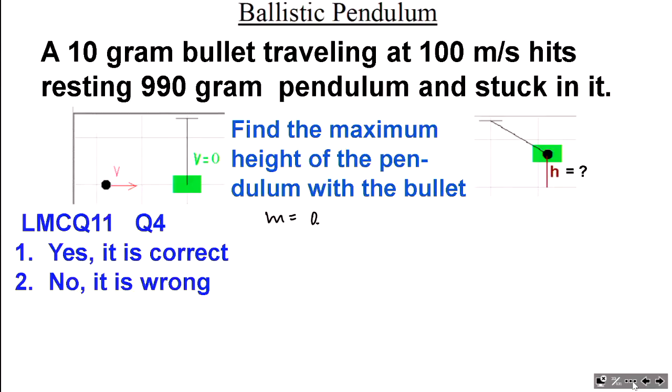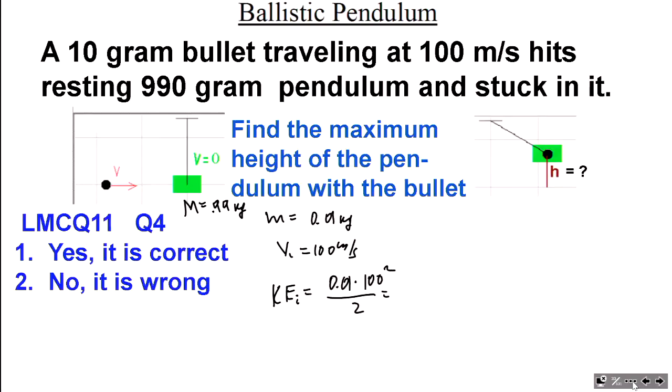So what we know is the mass of the bullet, 10 grams, which has to be converted into kilograms. We know the initial speed of the bullet, 100 meters per second. We know that this pendulum has a mass of, I'm going to use a capital M, 990 grams, which is 0.99 kilograms. So what we want to relate is the initial kinetic energy, which is only stored in the moving bullet, equal to 0.01 times speed squared over 2. That's going to be 0.01 times 100 squared over 2, 50 joules.